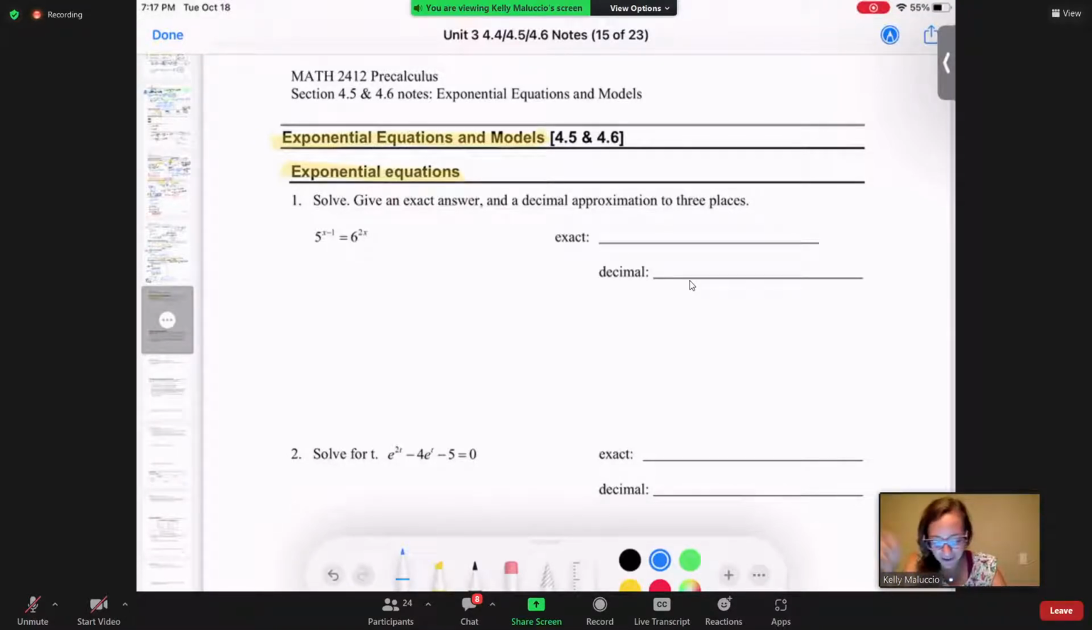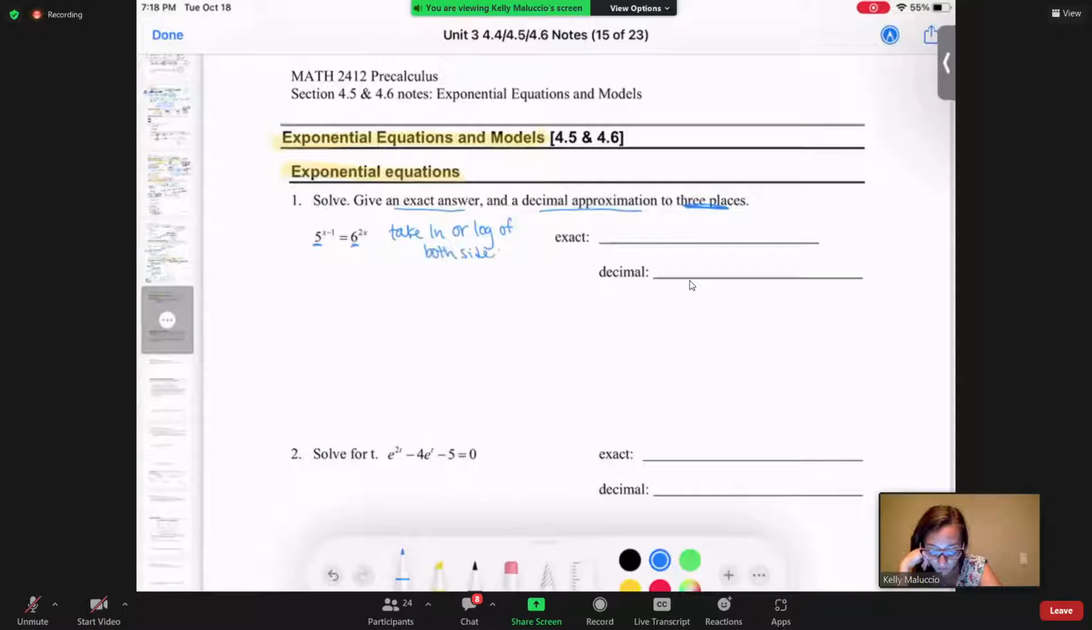But okay, so let's solve this. Give an exact answer, it says, and a decimal approximation. Oh, and it's telling us to 3 places. Okay, I should read the directions because sometimes I don't. So I see 5 to the x minus 1 equals 6 to the 2x. Now, 5 and 6 are not the same base. If they were, we could just set the exponents equal and, boom, we don't have to know anything else, but they are not. So what I'm going to do is take ln or log of both sides.